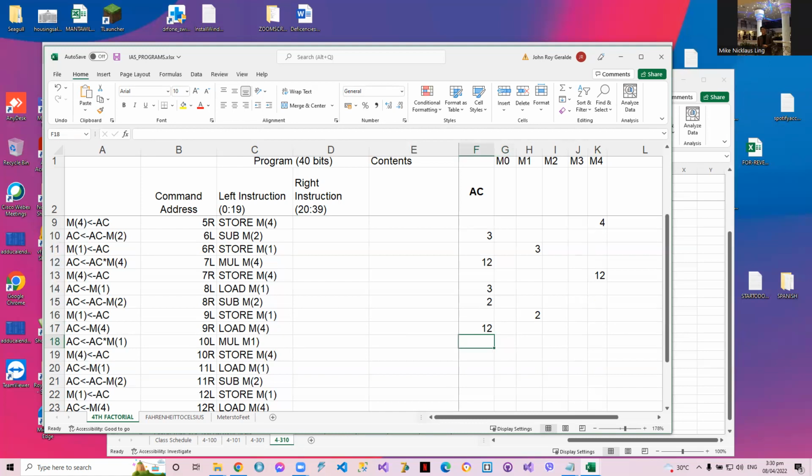And then mul M of 1. What is M of 1 here? 2. Sorry, wrong. 2 is M of 1. So what will be the result in the AC? 24. That's correct, because 12 times 2 is 24, okay?